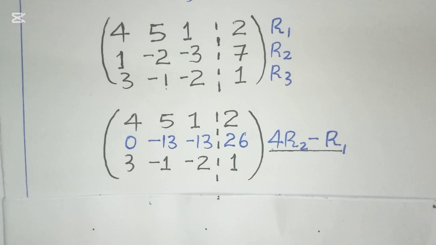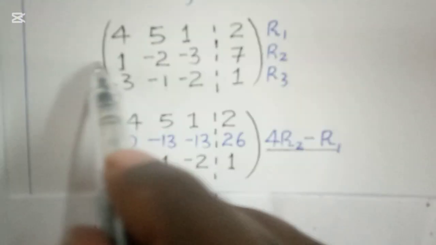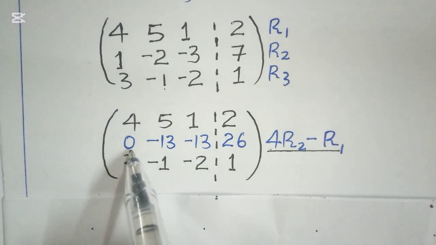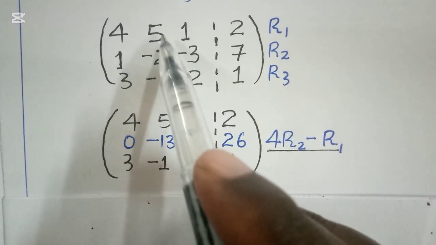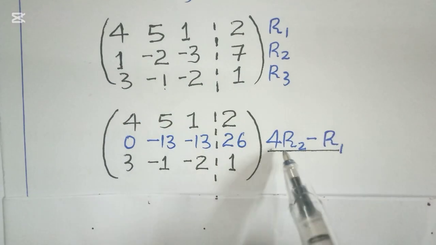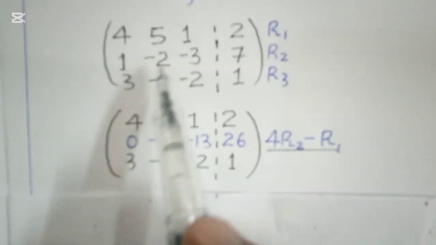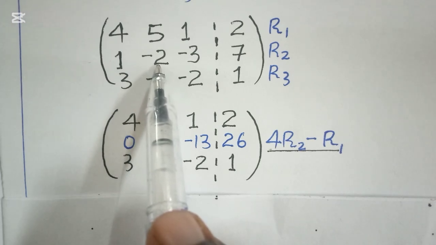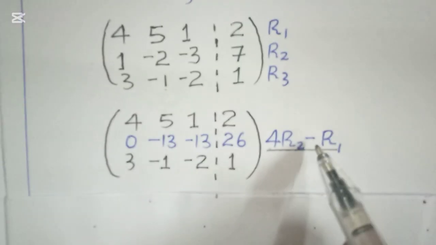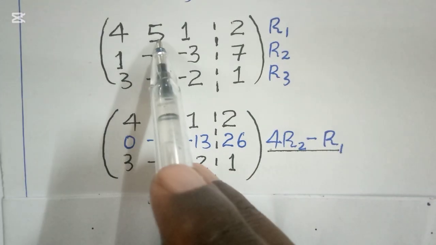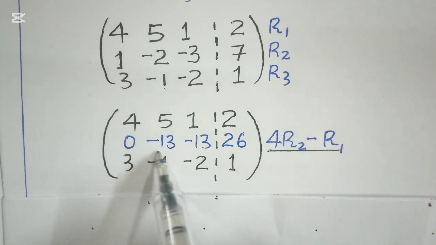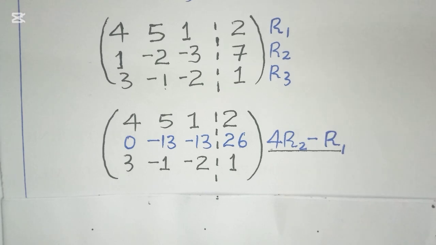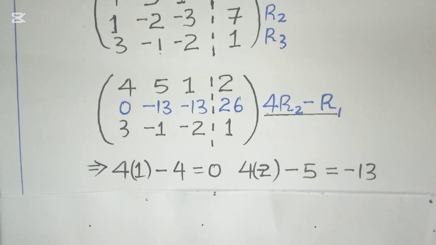So using this row and this column, I will get that 0. Now I come to this column. I say 4 multiplied by R2. The R2 here is -2, and so therefore I will get -8. Now minus R1. R1 here is 5, so -8 minus 5, I will get -13. And I do the same for this. This is just an example.